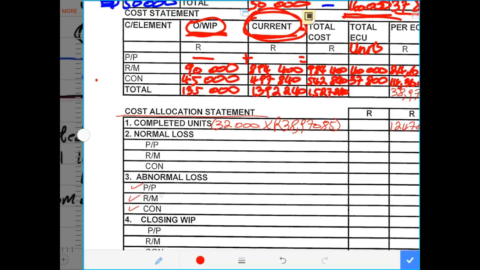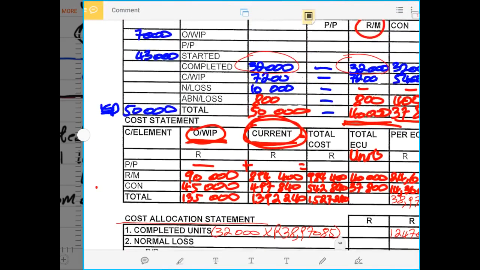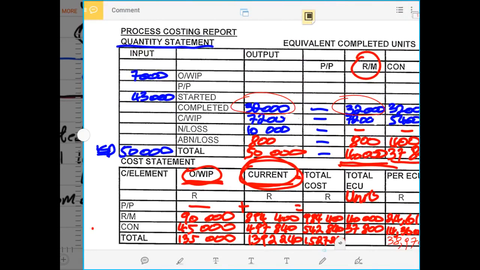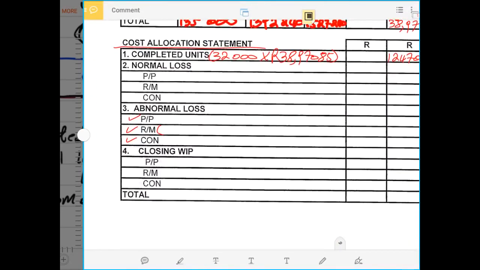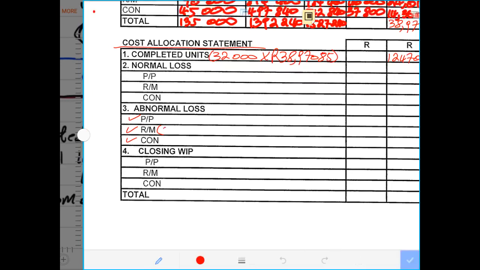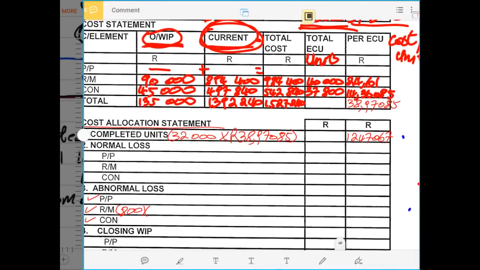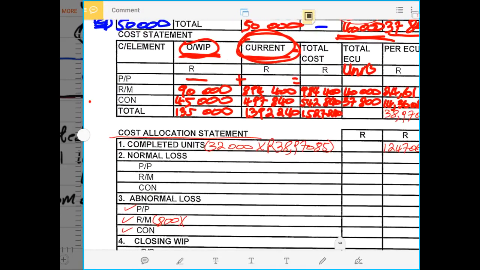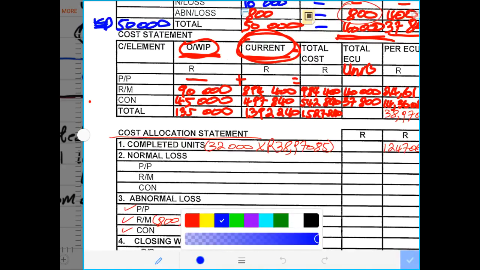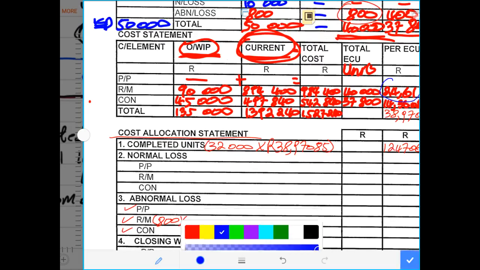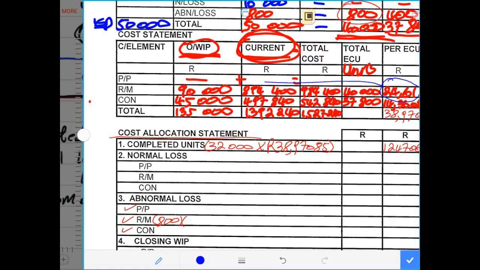So now what do we do? We take the units of the abnormal loss under the raw material. Here the raw material, how many units? It was 800 units. So now we take the 800 units, and we multiply that by the raw material cost per unit. And we know that our raw material cost per unit is how much? It is 24.61 cents. That is the cost per unit in terms of raw material.